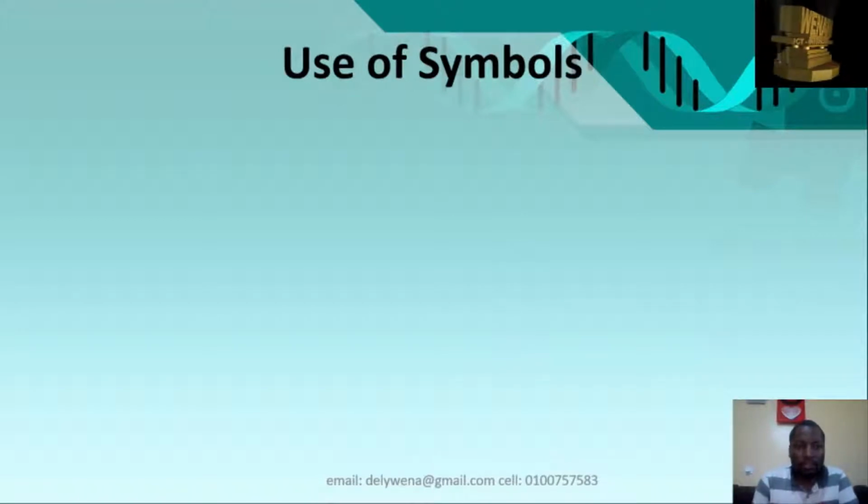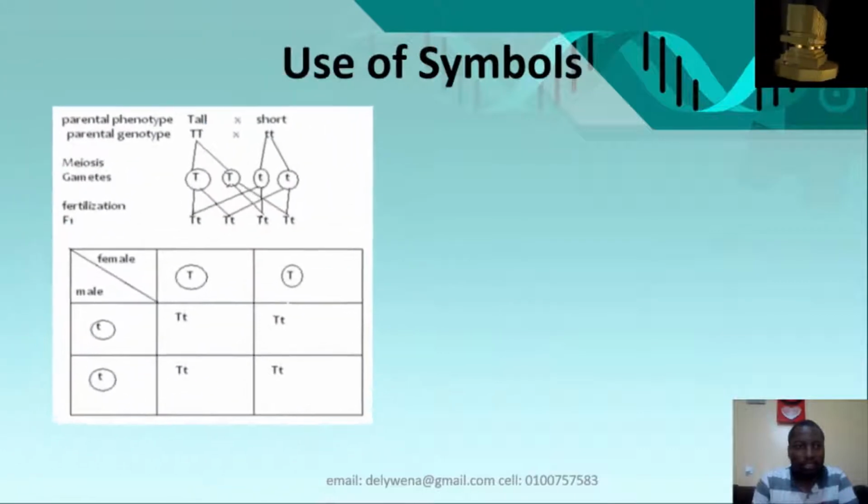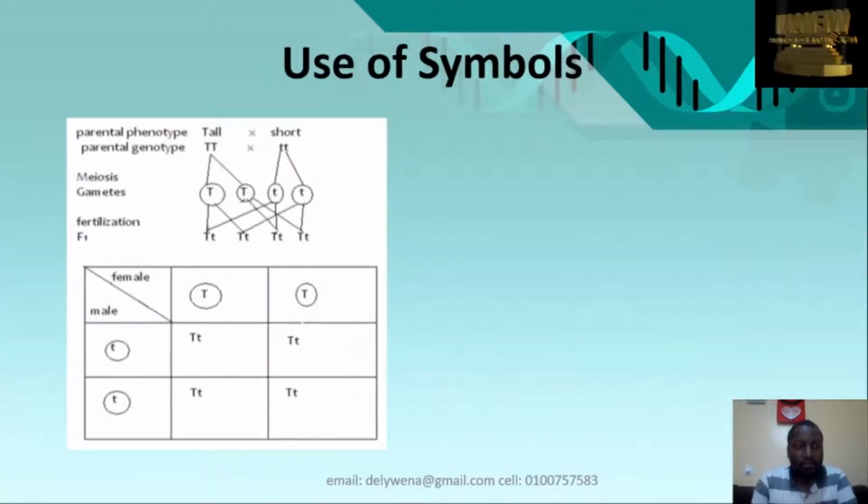For example, if you have a cross between a tall and a short pea plant, we let capital T represent the gene for tallness and small t represent the gene for shortness. The results will be as shown below. The parental phenotypes will have the capital T, that is tall, being crossed against the short, small t. And the gametes are encircled. So in the F1 generation, all of them are tall, as you can see, but they are heterozygous tall.